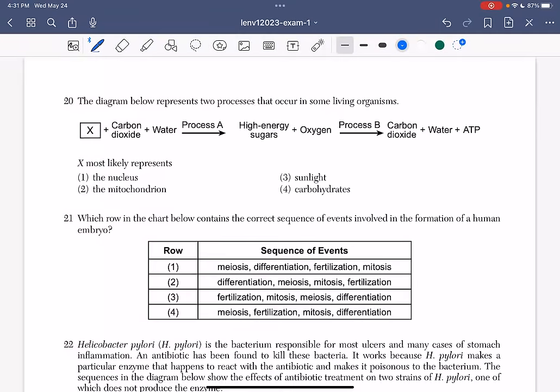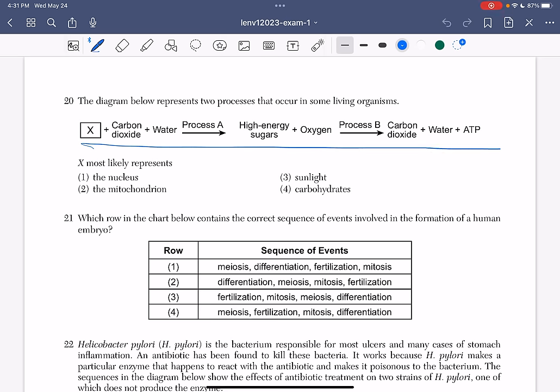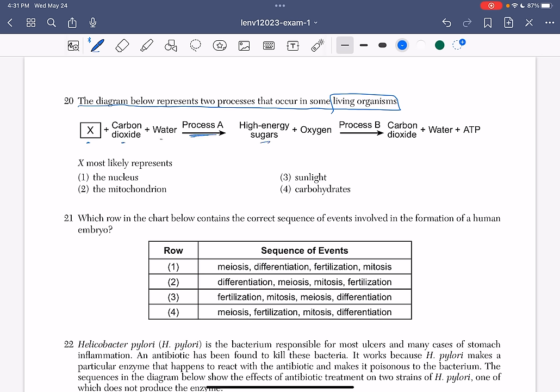20. Okay, we have one of these going on. All right, so let's take a look at the diagram. The diagram below represents two processes that occur in some living organisms. So this is in living organisms. We have blank, carbon dioxide, water, process, sugar, and oxygen. Okay, so this right here, this is photosynthesis.